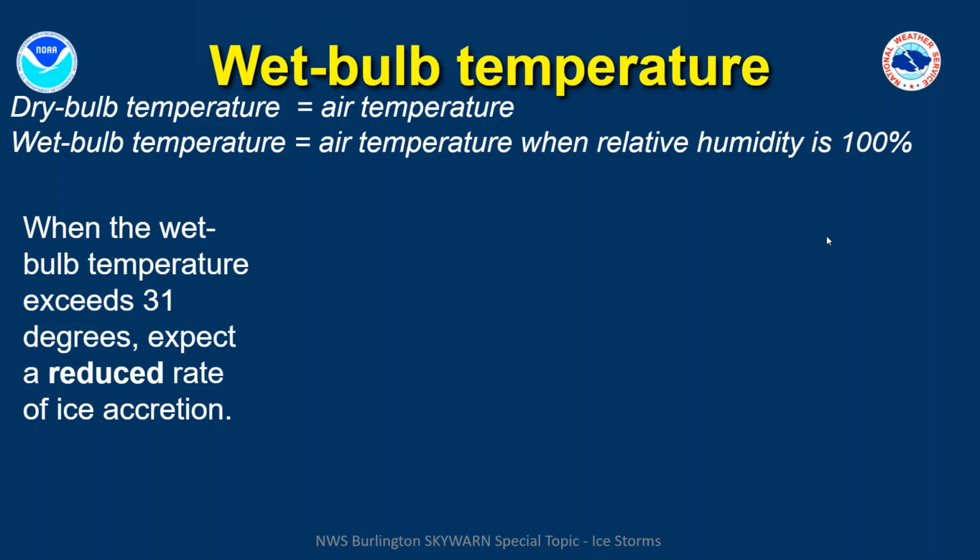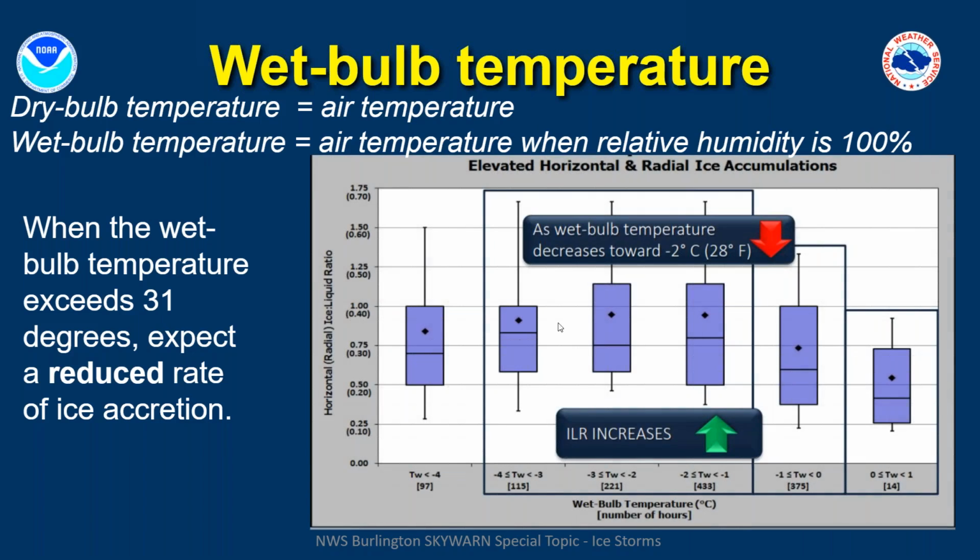as the 31-degree threshold indicates. In this chart, you can see that on the x-axis is the wet bulb temperature, and the y-axis is the ice to liquid ratio, and there's definitely a drop-off in how high that efficiency is when you get to a wet bulb temperature that is closer to freezing. So that's one thing to keep in mind, is that in addition to what the air temperature is, the wet bulb temperature is a key factor in how well that ice will accrete relative to when the wet bulb temperature is lower.